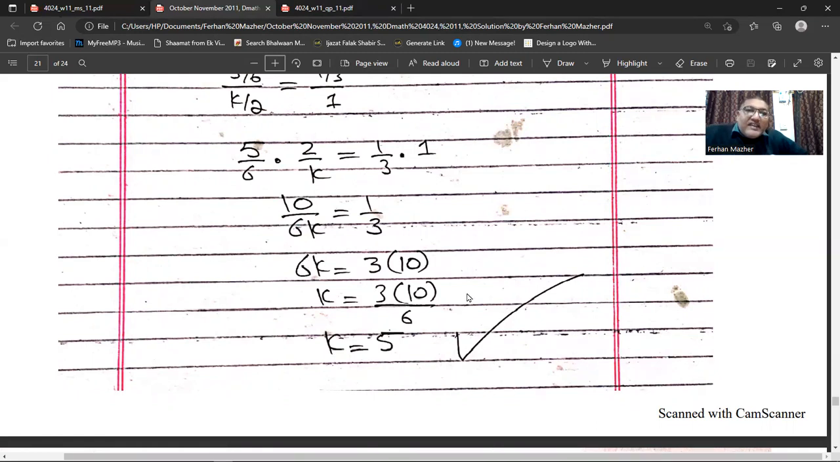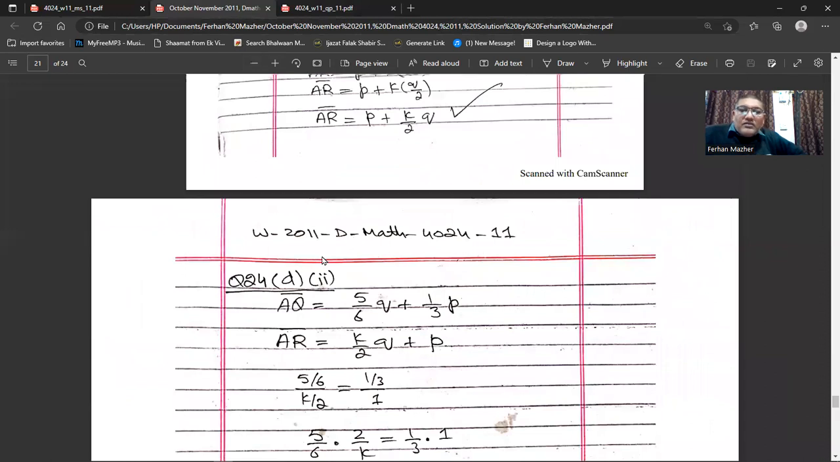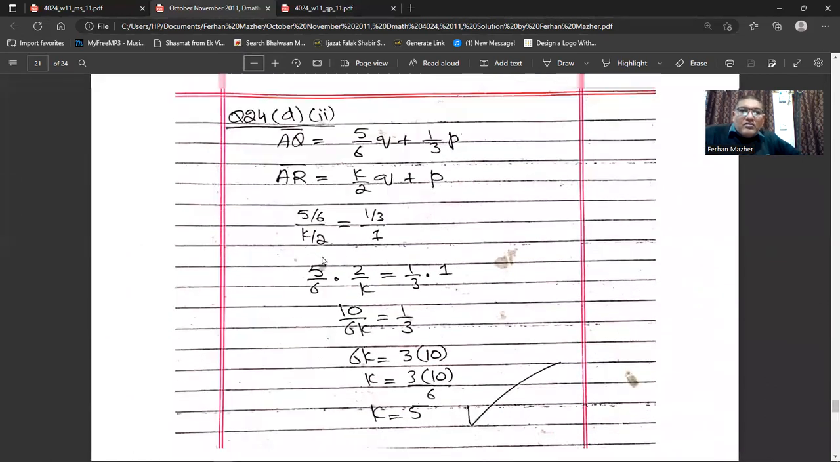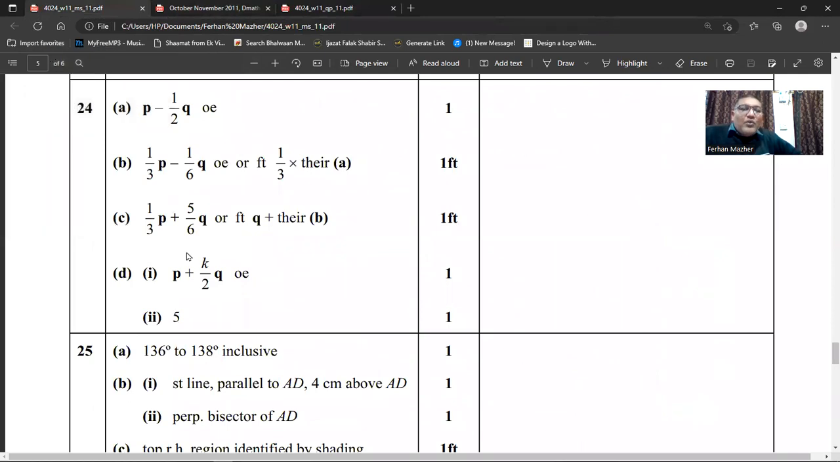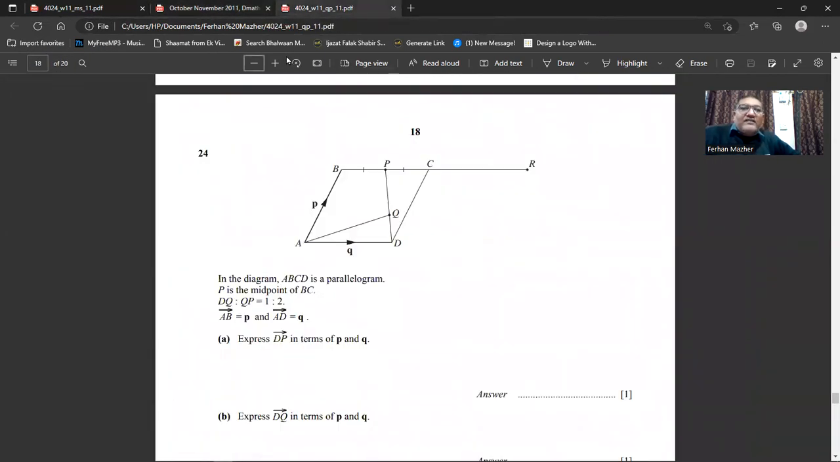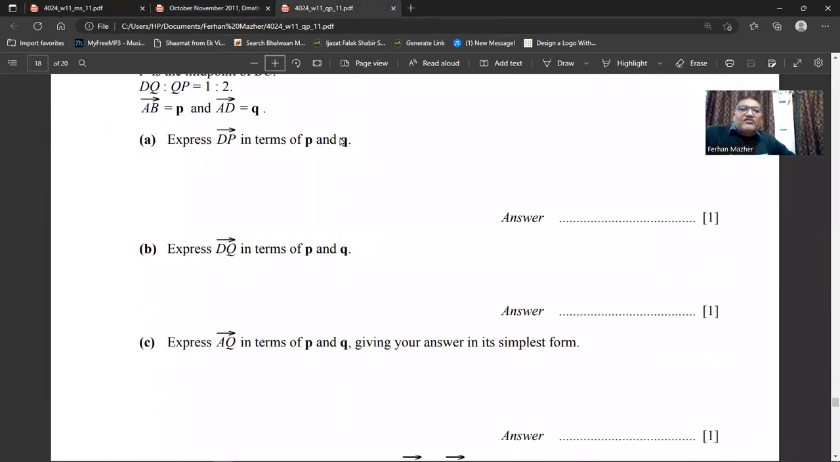So the value of the K, let me show you the whole question. Okay, now the whole solution is showing up on your screen. I hope you have understood. The K value is 5. The value of the K is 5. So hopefully you understand. Okay, now we are going to the next question.